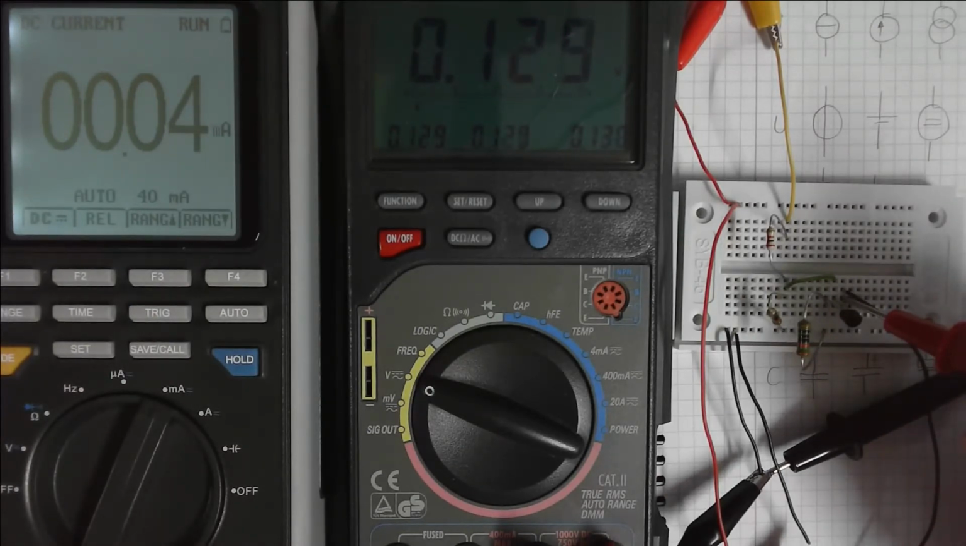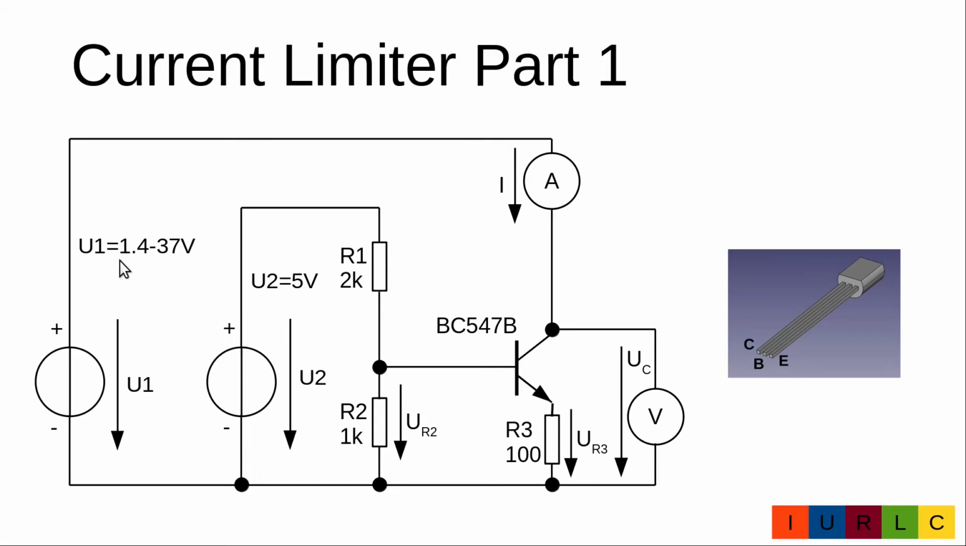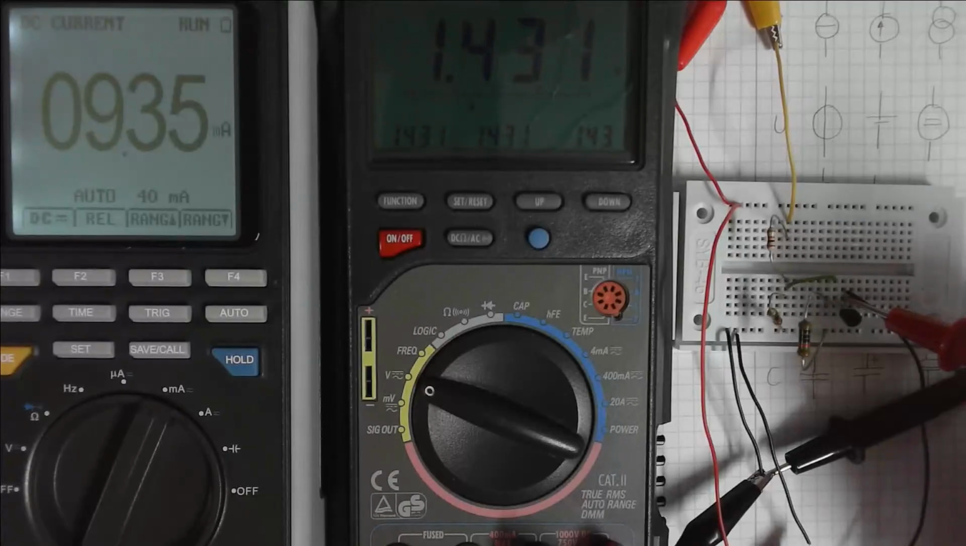I will now increase the voltage of the collector and we can see that roughly at about 1.4 volt the current limitation starts and we end up at 9.35 milliamp. Now we will increase the collector voltage from 1.4 volt to 37 volt and check how stable our current is. We'll now quickly increase the voltage from 1.4 to 37 volt and we will look at what happens to the current.